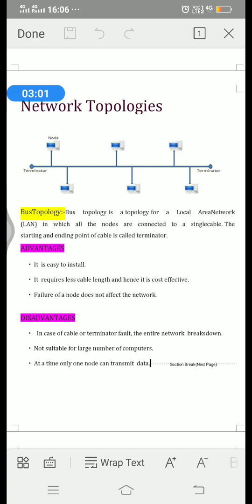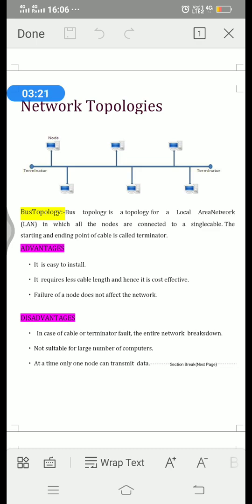Now, what are the disadvantages? In case of cable or terminator fault, the entire network breaks down. If your terminator or your backbone gets damaged, then the whole network shuts down. Not suitable for a large number of computers.